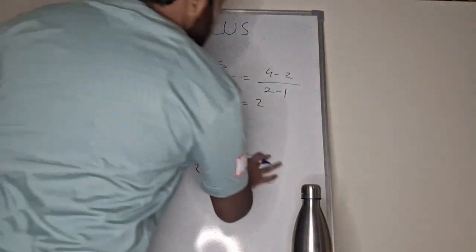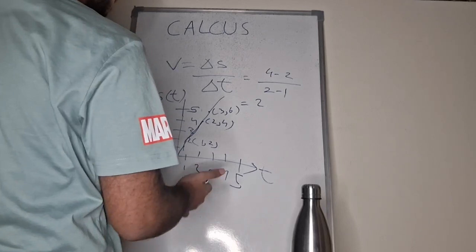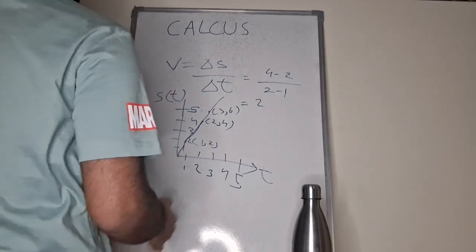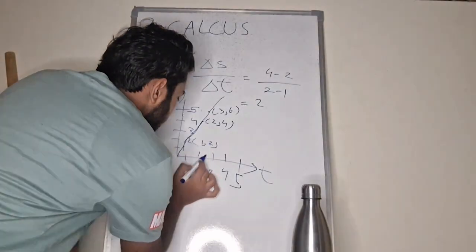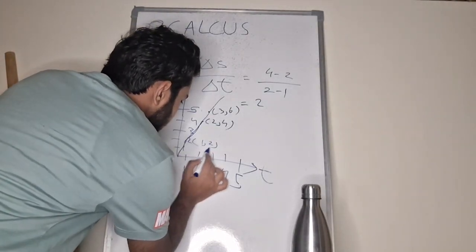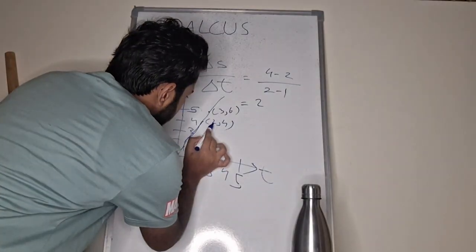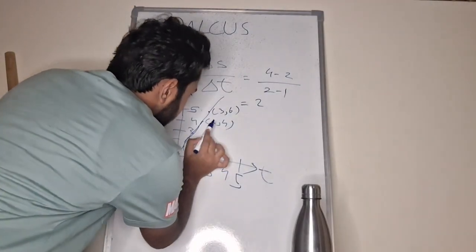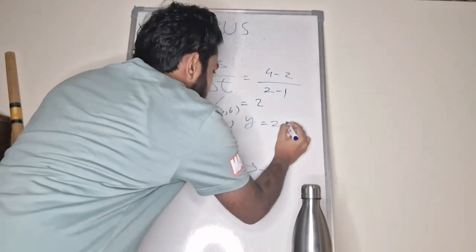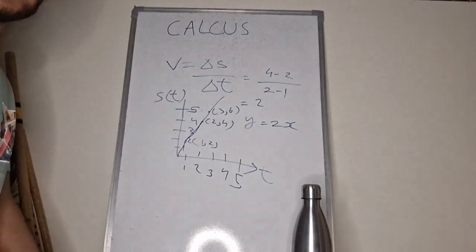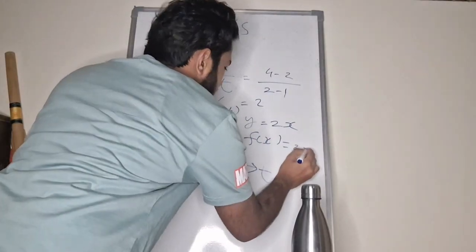Okay, so as I said, at time 5, the displacement will be 10, because as you notice, this is time and this is displacement. When time is 1, this is 2. When time is 2, displacement is 4. So the equation of this line is y is equal to 2x. Or you can also write it as f(x) is equal to 2 times x.